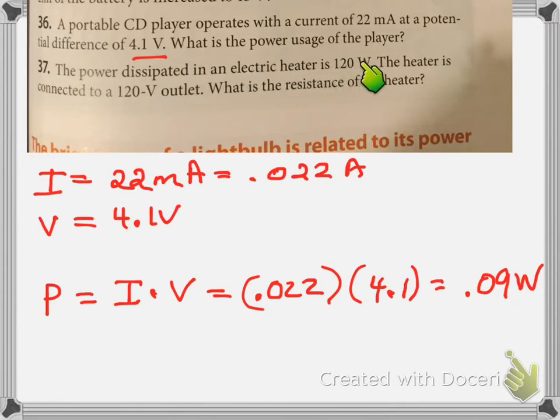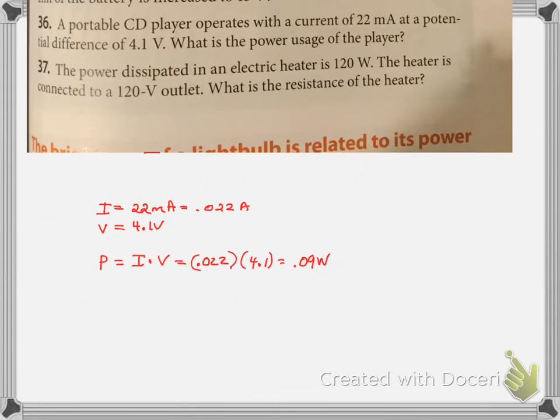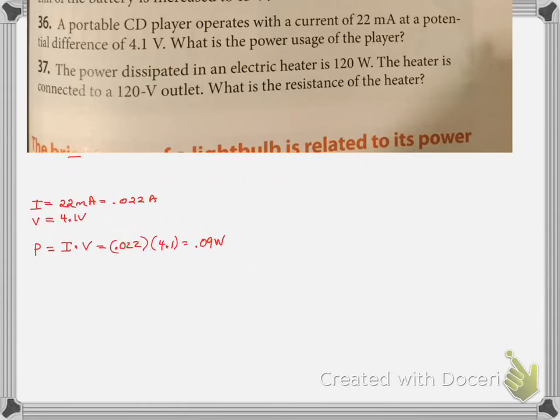All right, number 37, it says the power dissipated in an electric heater is 120 watts. So this time I know power. Let's shrink this up. So there was our first problem. Our second problem, power, is 120 watts. The heater is connected to a 120 volt outlet. So I know voltage is 120 volts. 120 volts, 120 watts. What is the resistance of the heater?